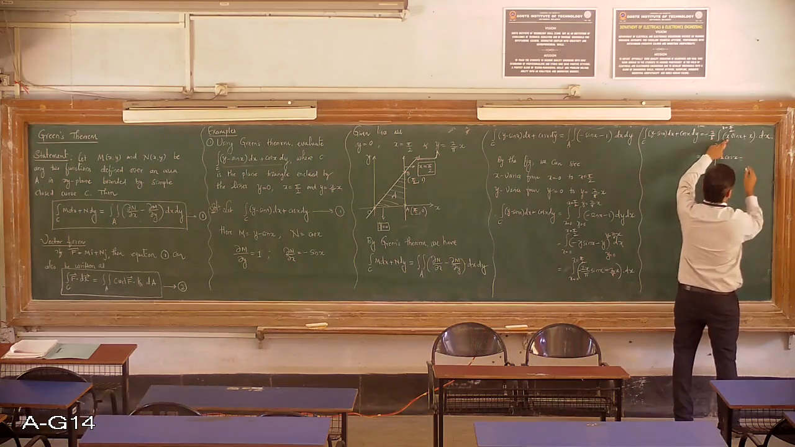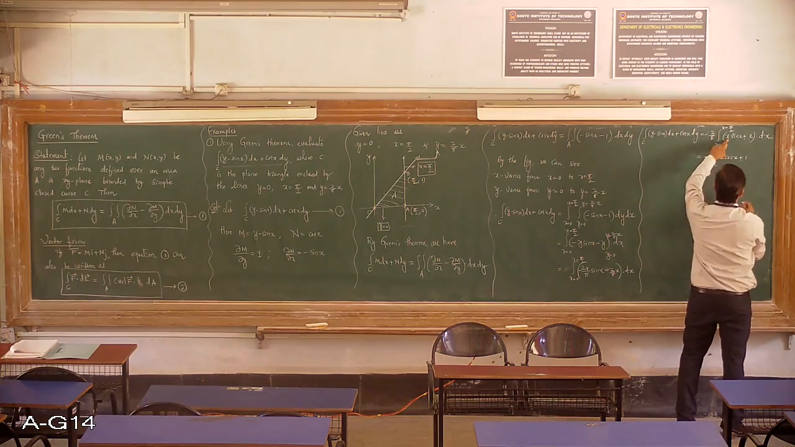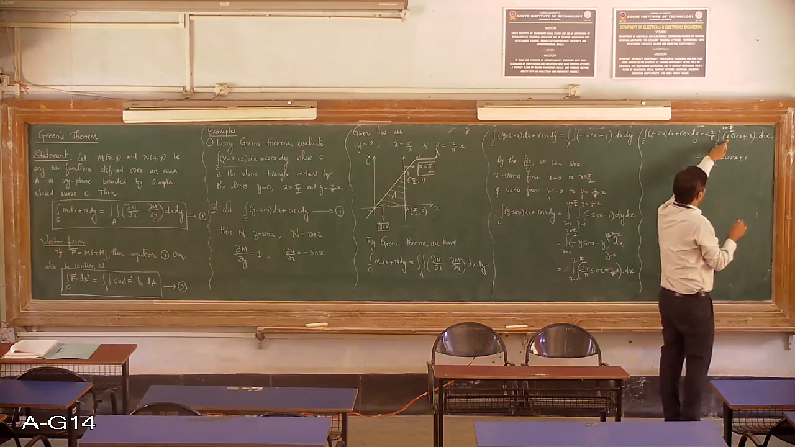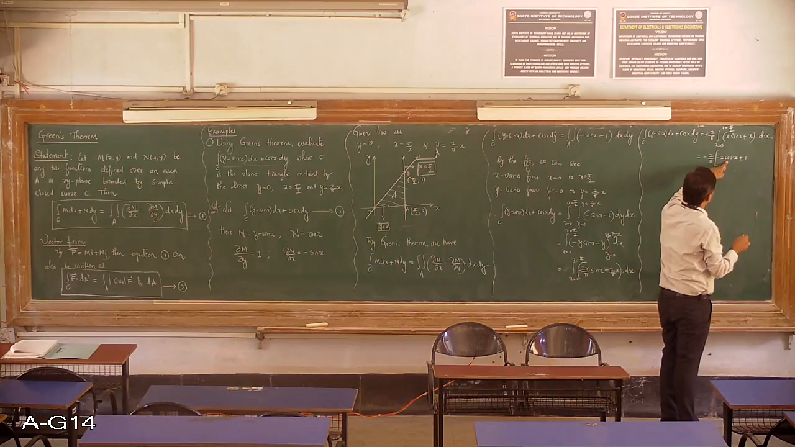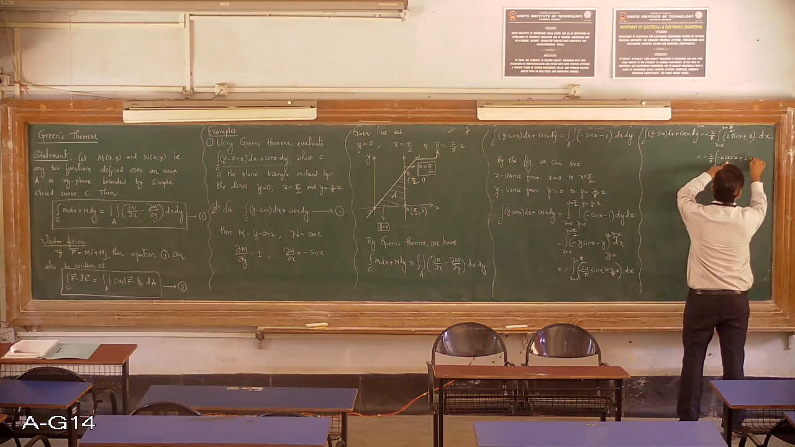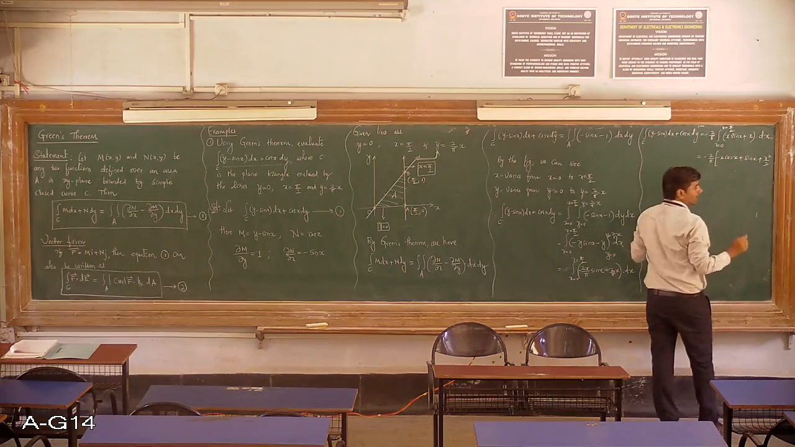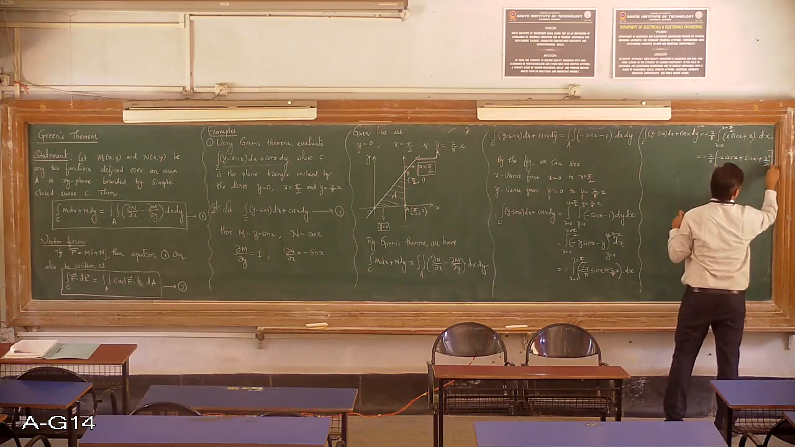Next, derivative of x is 1, derivative of x is 1 into again integration of minus cos x, that is sin x, minus of minus, that is plus, so therefore here it is sin x plus x square by 2, because integration of x is x square by 2, and limits are from x equals 0 to x equals pi by 2.